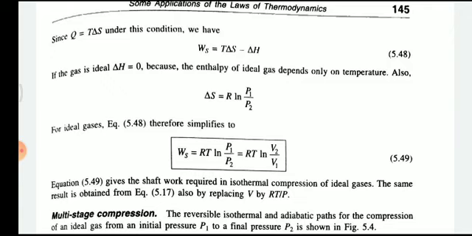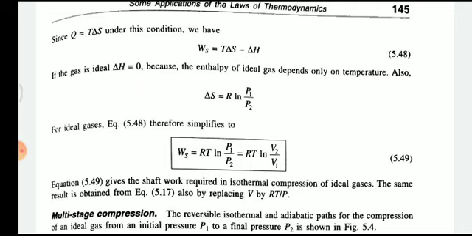Enthalpy, H is equal to U plus PV. But the enthalpy change of the gas depends only on the temperature, so delta H is equal to 0. So delta S is equal to minus R ln P2 upon P1.